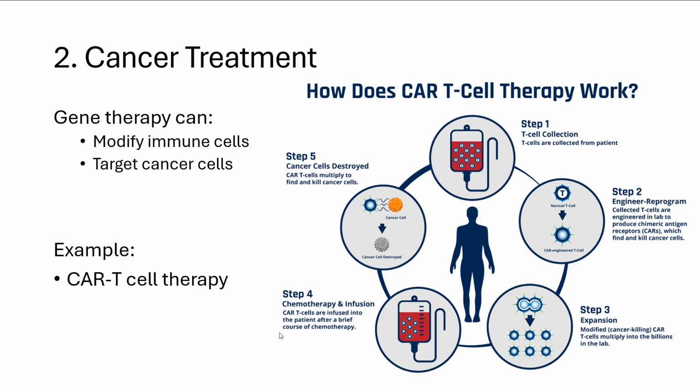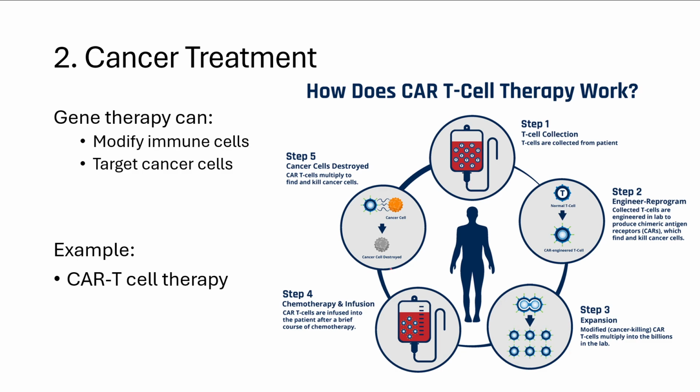So sa katong mga cancer patients, if taas ilang T cell, then most likely maayo ra sila kay i-repair na si lawas. So for example, how does a CAR T cell therapy work? Step 1, T cell collection. T cells are collected from the patient. Step 2, they engineer or reprogram the collected T cells in the lab to produce chimeric antigen receptors which find and kill cancer cells. So mas efficient ang iyahang kuan kay mura siya gi-program nga ingani nga cell imong atakihon.